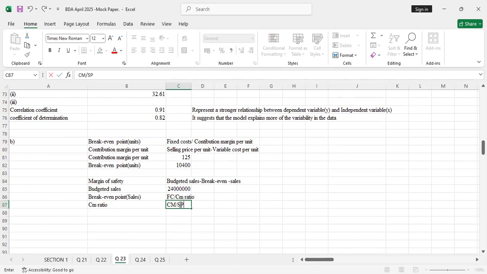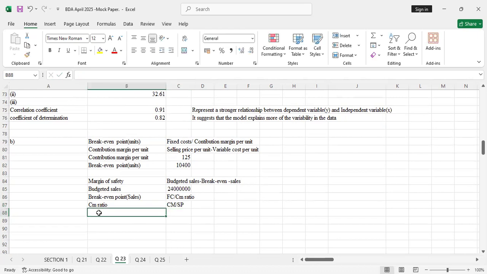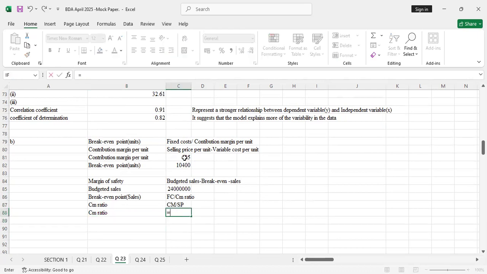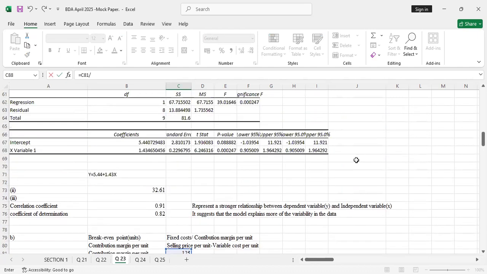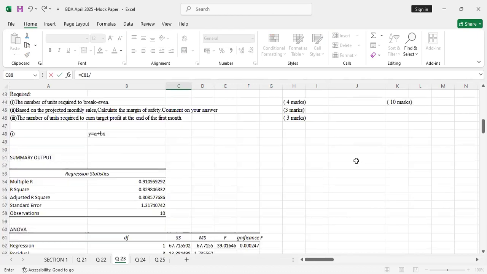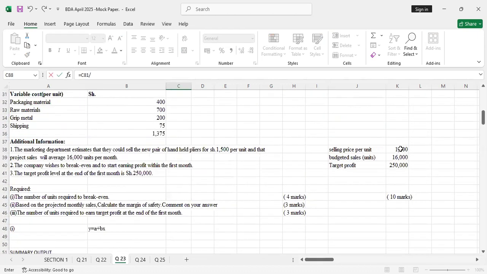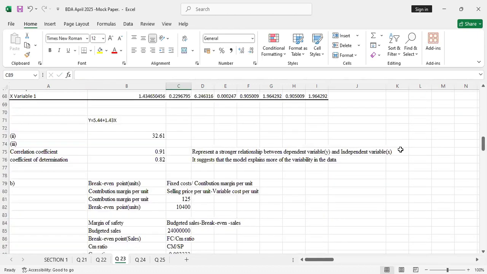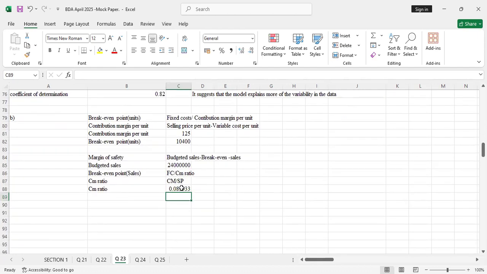So therefore, the contribution margin ratio will be the contribution margin per unit, which is here, divided by the selling price. So what is the selling price? The selling price we are given here per unit was 1,500, and that gives you your contribution margin ratio.